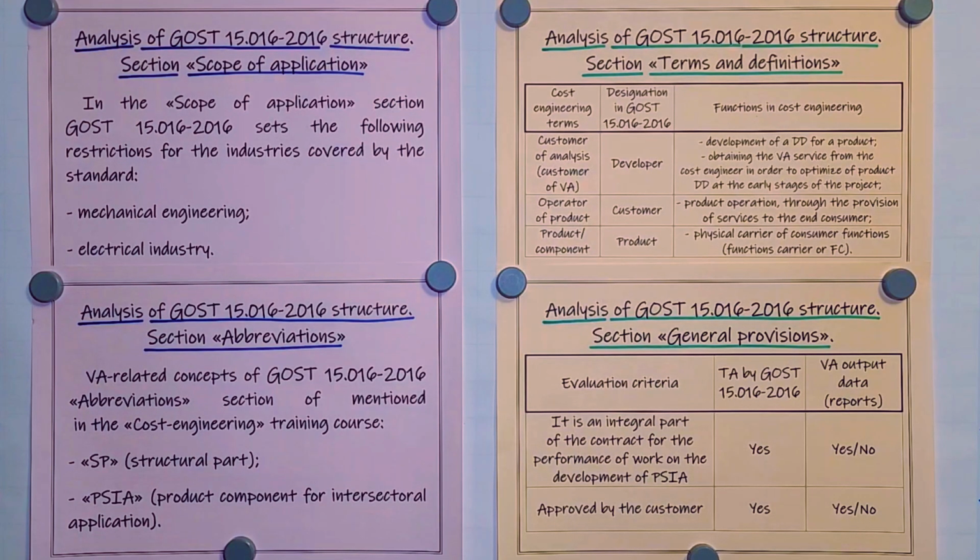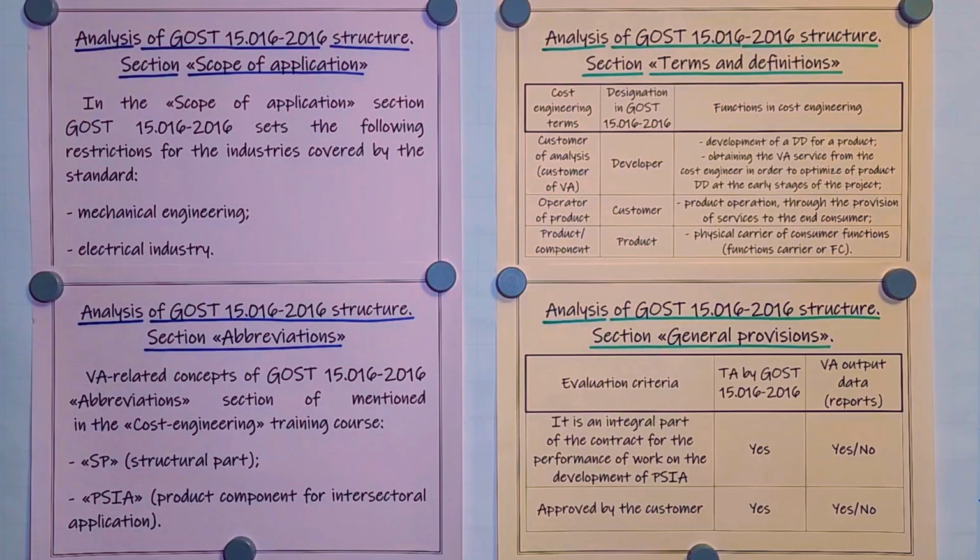In most cases, the need to implement the value analysis is due to the need of the developer to manage the costs of the product component for intersectional application at the early stages of design. In addition, this subsection indicates that the development of technical assignment takes into account information about similar products contained in various databases. The wording is rather vague, but the following parallels are clearly traced.